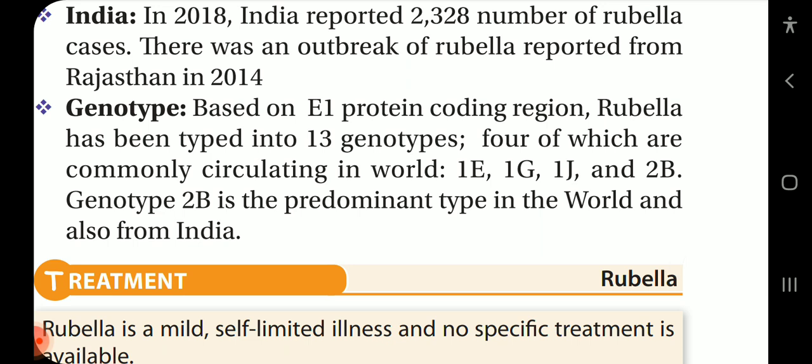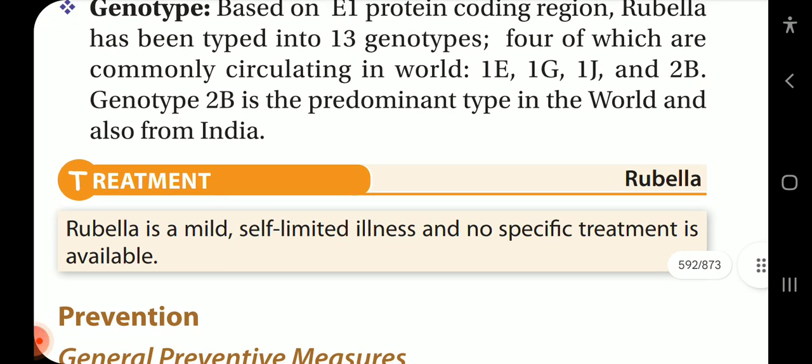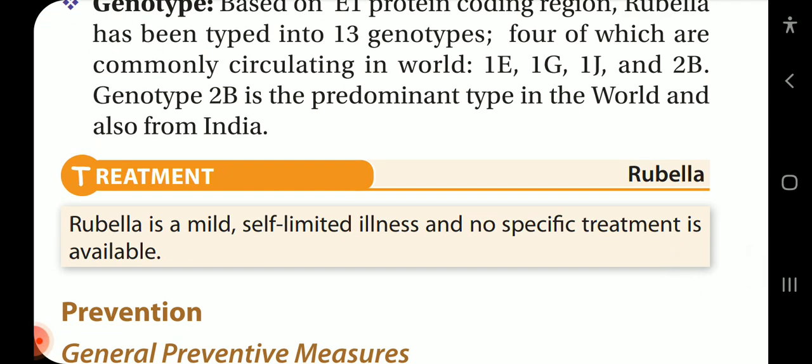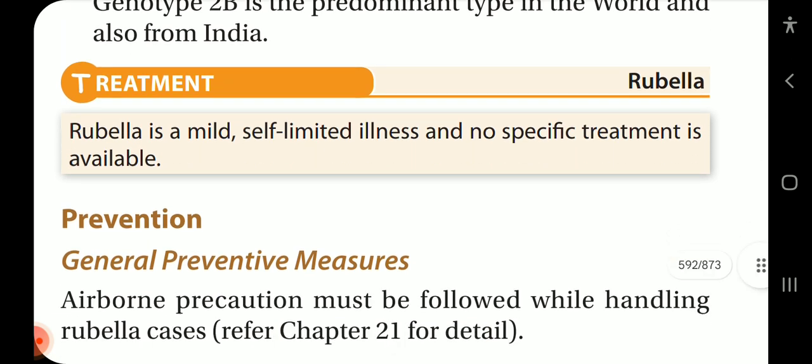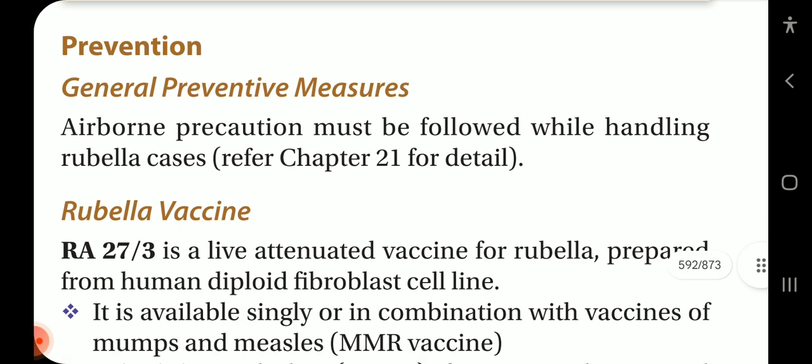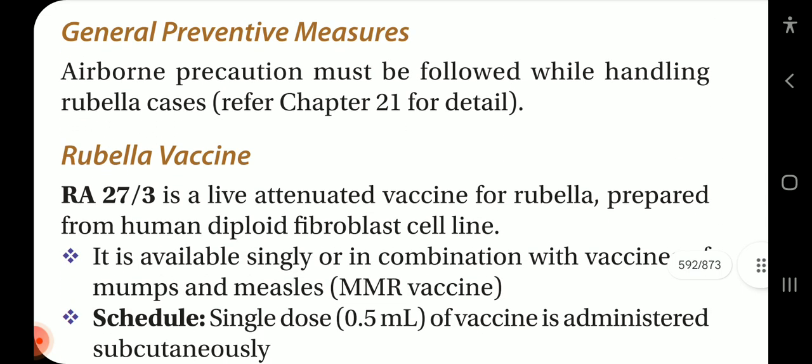Genotype: based on the protein coding region, rubella has been typed into 13 genotypes, 4 of which are commonly circulating in the world: 1E, 1G, 1J, and 2B. Genotype 2B is the predominant type in the world and also in India. For treatment, rubella is a mild, self-limited illness, and no specific treatment is available. Prevention: general preventive measures. Airborne precautions must be followed while handling rubella cases.